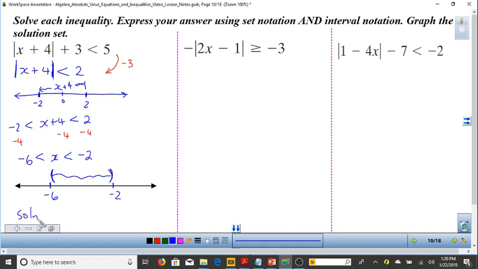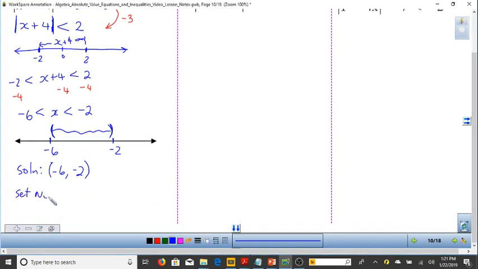So my interval notation then is negative 6, comma, negative 2. Oh, made an error here. Parentheses, negative 6, comma, negative 2. And if I'm using set notation, we could say it's the set of all numbers x with a property, or such that, and we can write a colon or bar. x is some number between negative 6 and negative 2. You can check it out as I said.